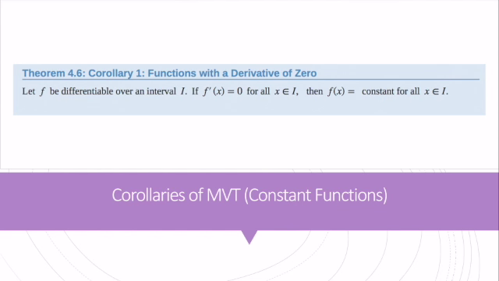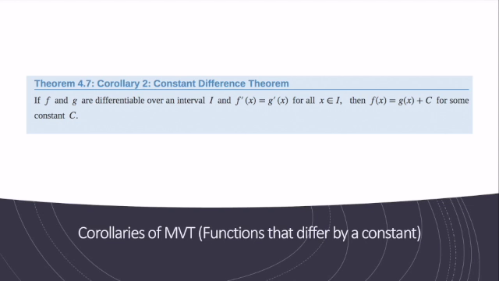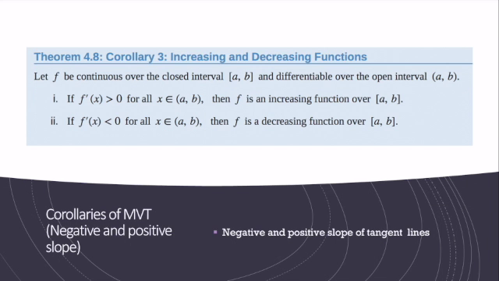Here's a corollary of the mean value theorem. Another corollary is the constant difference theorem, and increasing and decreasing functions. So this just talks about corollaries, specifically for positive slope and negative slope.